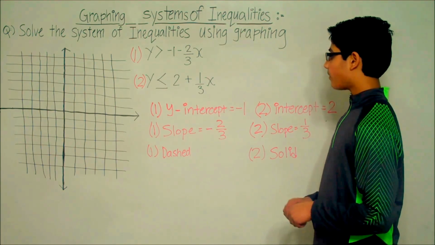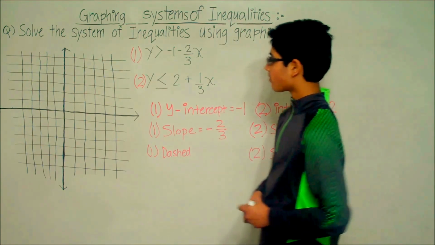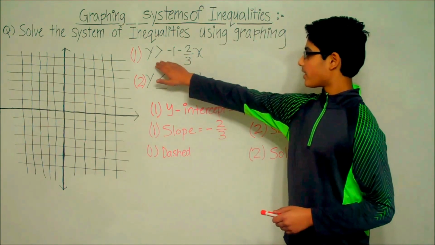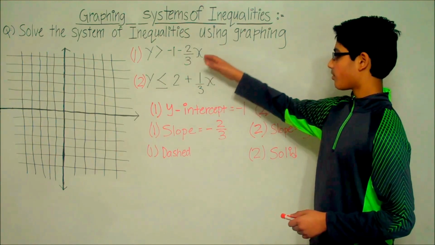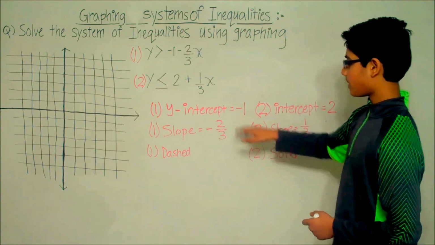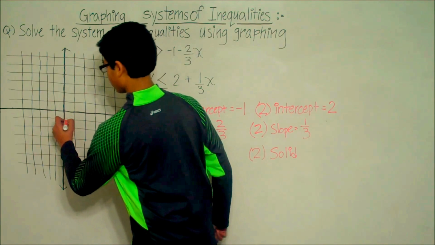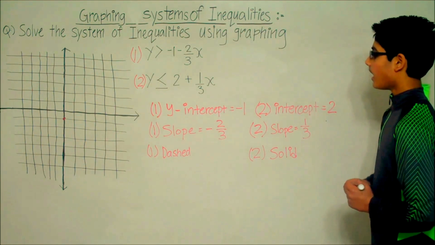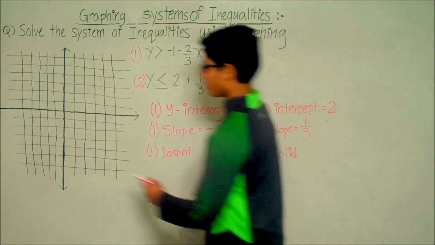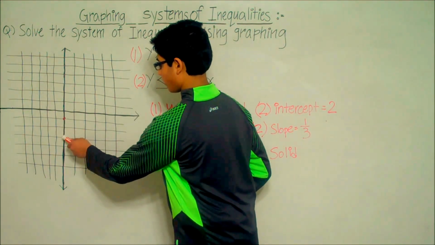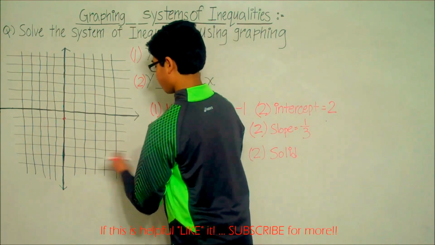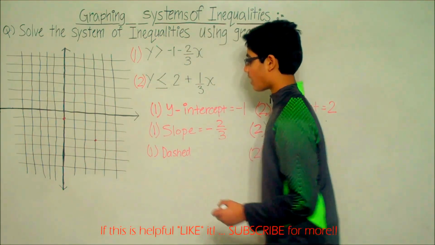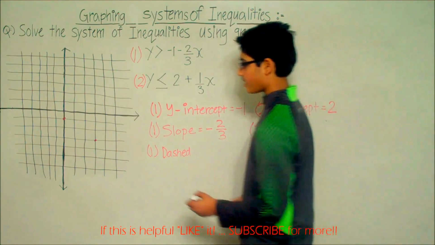So let's graph these inequalities. Let's start with inequality 1: y is greater than -1 minus 2 over 3x. The y-intercept is -1, which is right here. And the slope is -2 over 3. So -2 over 3. 1, 2, 3. So let's draw this line. We know that it's dashed also.